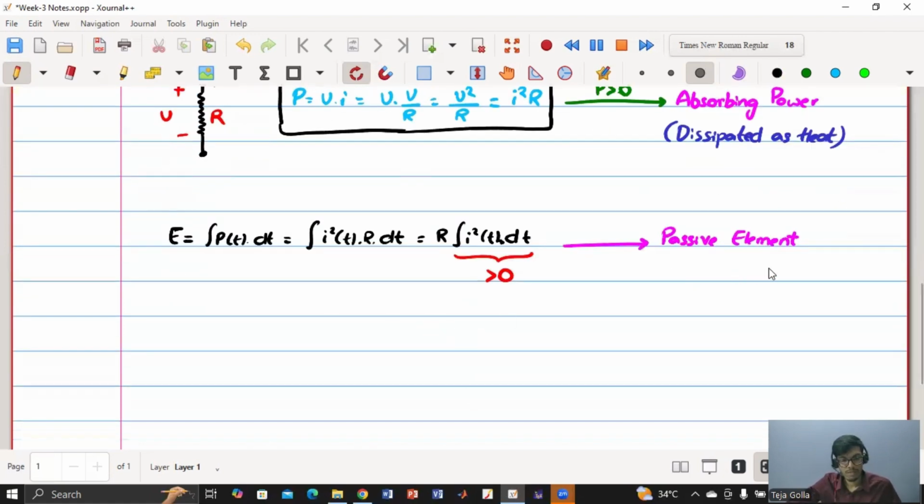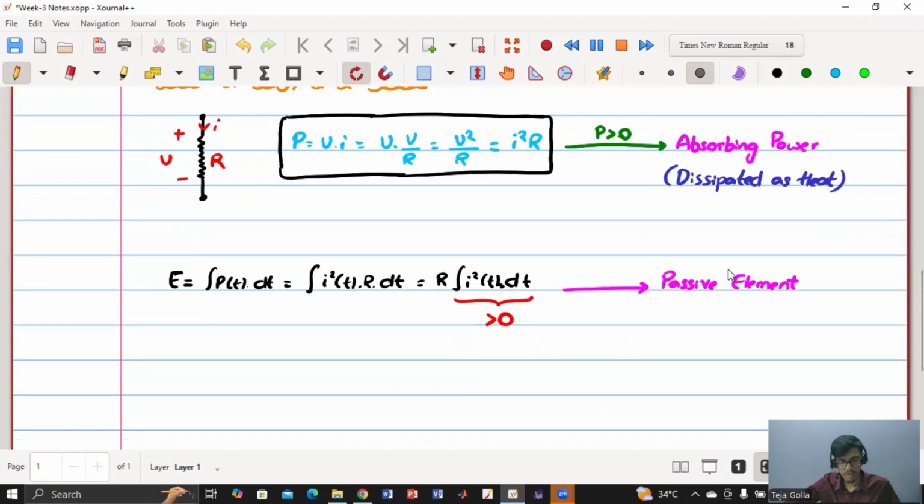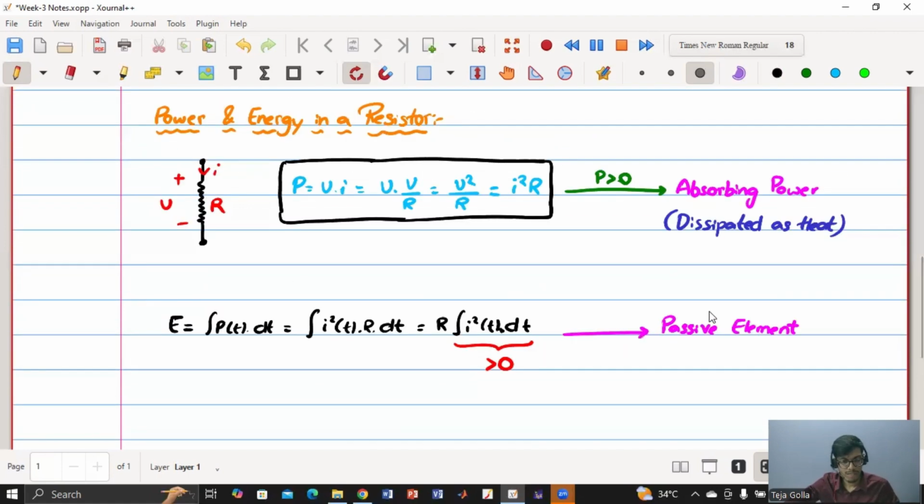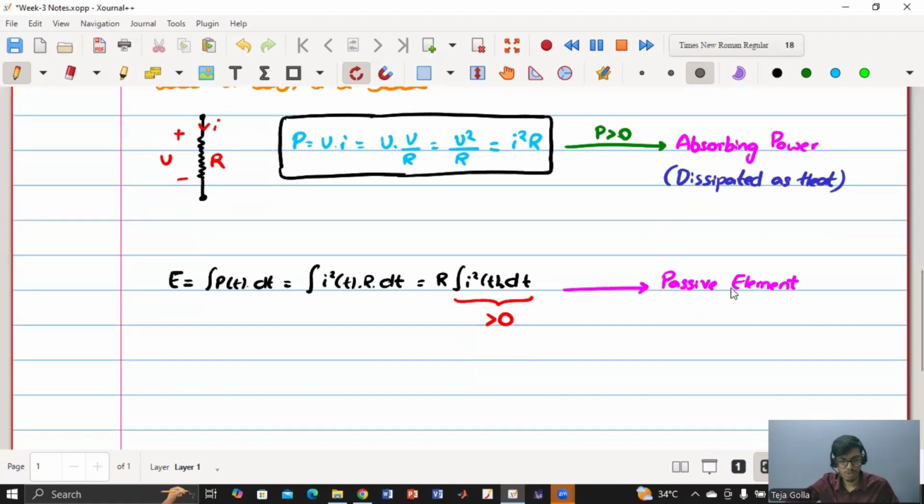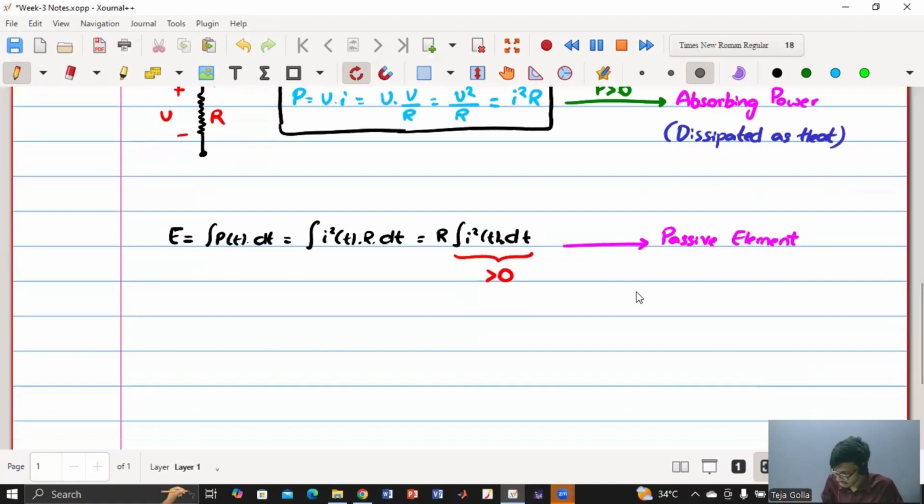When can an element be passive? When it's only absorbing the power. So power is greater than zero, and the integration of that is also positive. That's why it is a passive element.